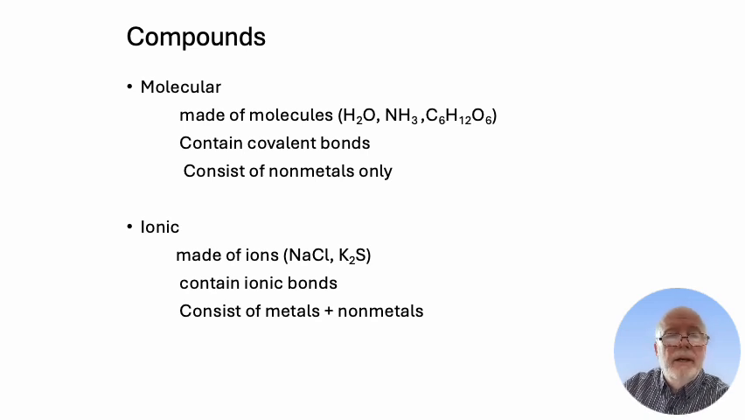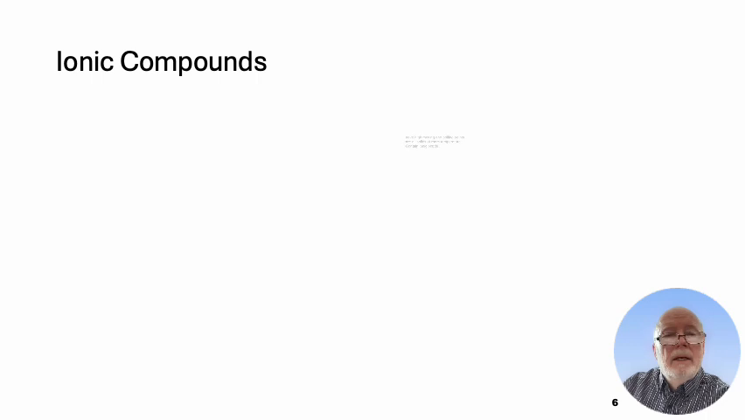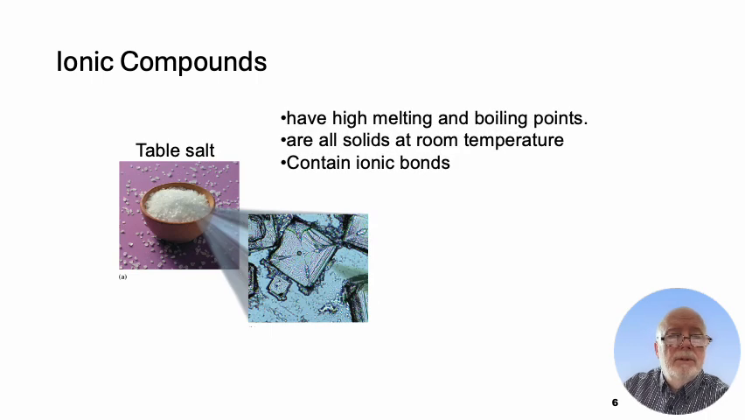Now let's take a look at ionic compounds. Here's an example I'm going to use: table salt. Whenever we think about melting table salt, it dissolves very well in water, but it's very hard to melt it. Table salt, sodium chloride, has a melting point of about 800 degrees centigrade. So one thing about ionic compounds, they are all solids at room temperature. There are no ionic liquids nor ionic gases.